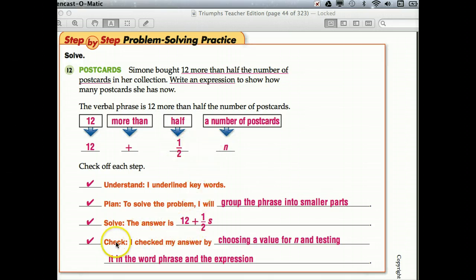And then you're going to check your answer. You're going to choose a value for n and test it in the word phrase in the expression. So you can put numbers here for n and see what you get for your answer. That is a way to check it. Good job, guys. You've got a little more guided practice to work on. Don't forget to turn it in when you're finished.